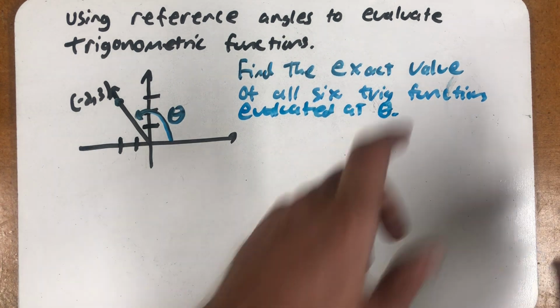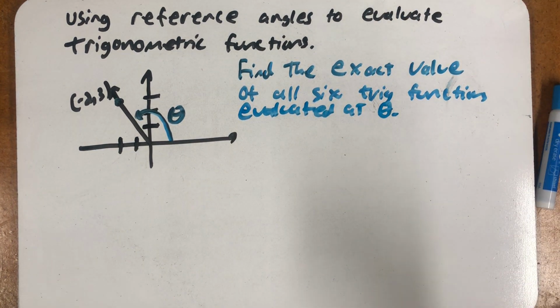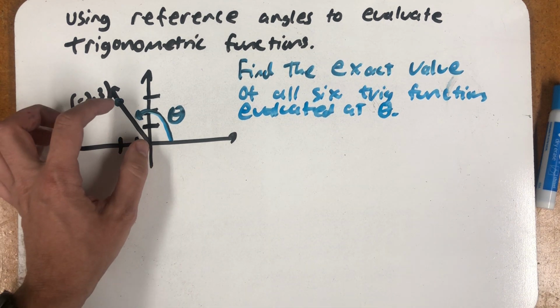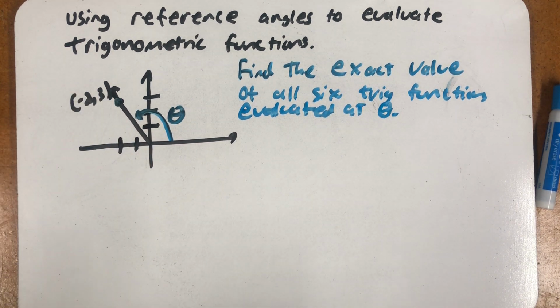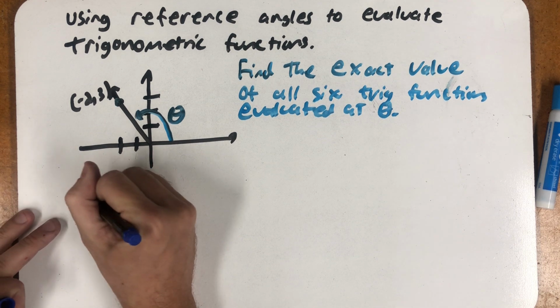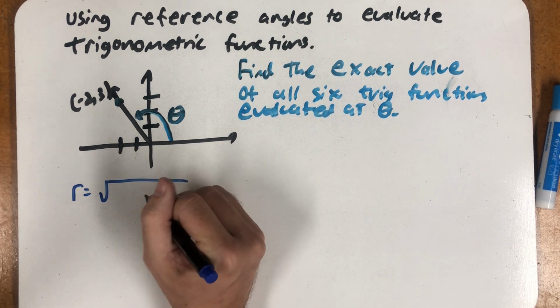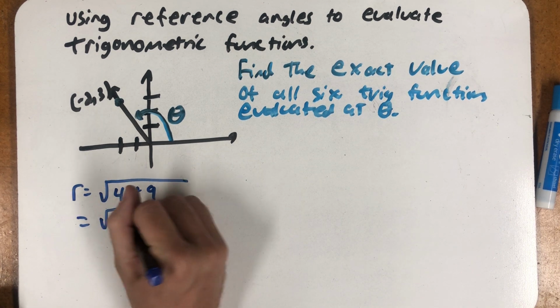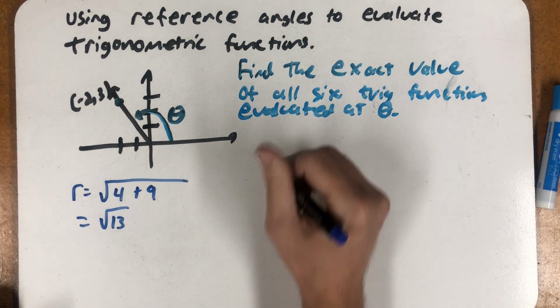All right, well, I think about my definitions of my 6 trigonometric functions. Sine is the y-coordinate over r, where r is the distance between the origin and my point. Cosine is x over r, and tangent is y over x. I also know how to just use reciprocal properties for the other 3 trig functions. So the first thing I'm going to do is find the value of r. R is equal to the square root of -2 squared is 4, 3 squared is 9, and that tells me that r is the square root of 13.